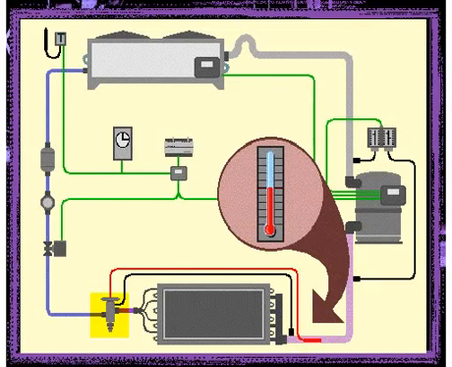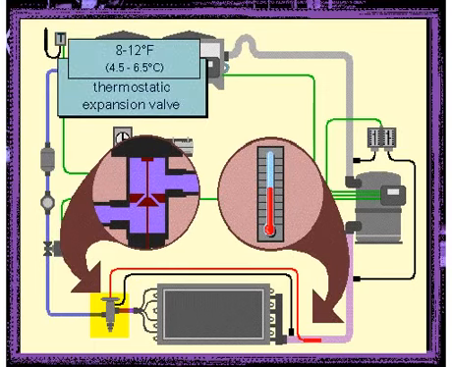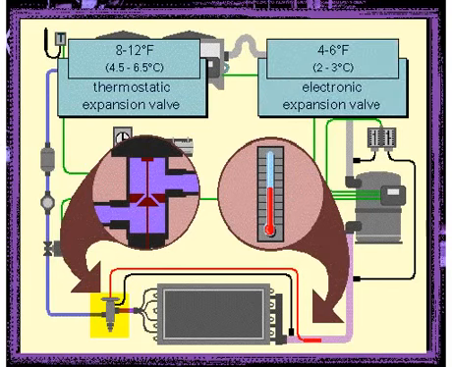When the degrees of superheat increase, it means that the refrigerant is evaporating faster than it enters the evaporator. The expansion valve then opens more to increase the flow. However, if the number of degrees of superheat drops, it means that the evaporator is being flooded with liquid refrigerant. The expansion valve then reduces the flow until the superheat returns to the desired range, usually 8 to 12 degrees Fahrenheit for thermostatic expansion valves. Electronic expansion valves operate with a superheat range of 4 to 6 degrees Fahrenheit.